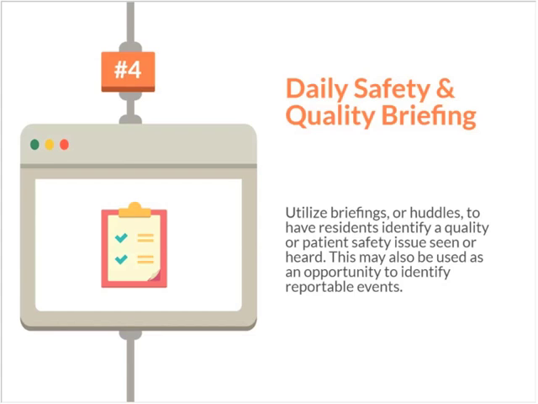The huddle may also be used to identify event reporting opportunities. So despite efforts to engage residents in reporting events, data from the ACGME's First Clear report suggests that there is a lack of event reporting from residents. So a quality safety briefing or huddle can be your opportunity to identify reportable events based on the issues brought forward at the briefing.